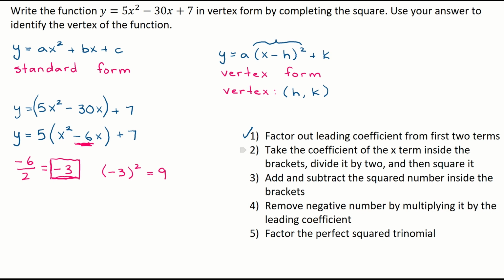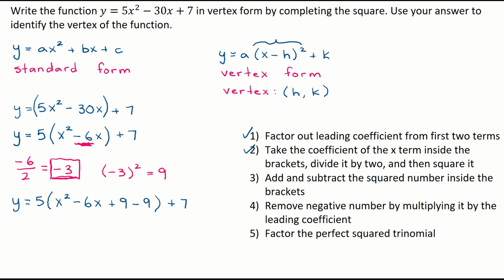Because we did step 2, our 9 is for step 3: add and subtract the squared number inside the brackets. What does that mean? Our x squared minus 6x is going to stay. We're going to add the 9, and adding that 9 creates the perfect square trinomial. But we can't just add 9 to the question, so we have to subtract 9 as well, so we're not changing the question. And then we're going to have a 7 outside.